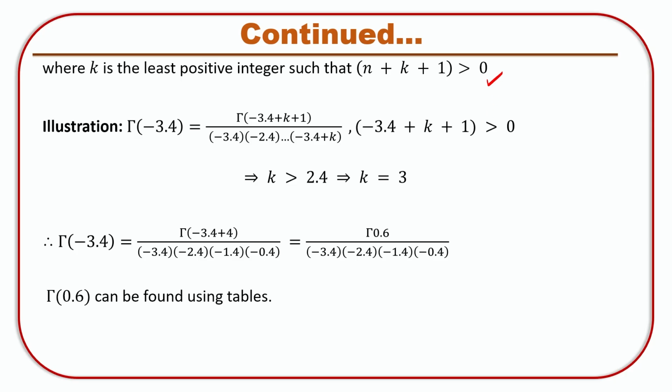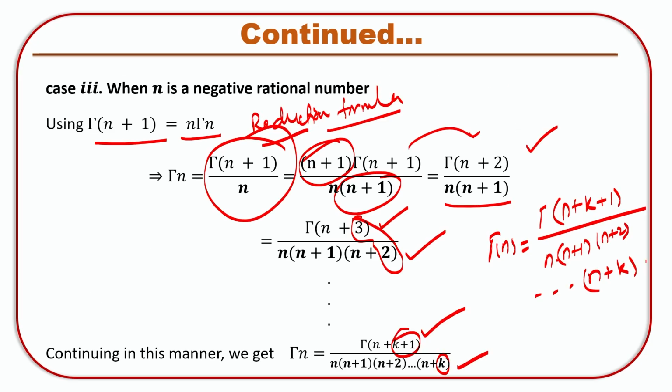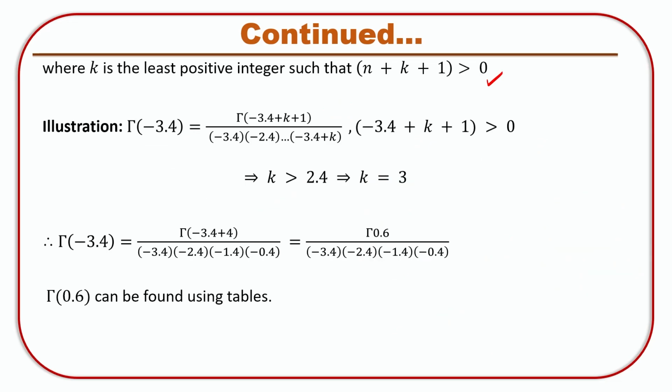Now, we are going to evaluate this one. Since it says n is a negative rational number, remember this one: it is not a negative integer, and not a negative irrational number, but a negative rational number. So, let us take one example of how we can evaluate gamma of minus 3.4.